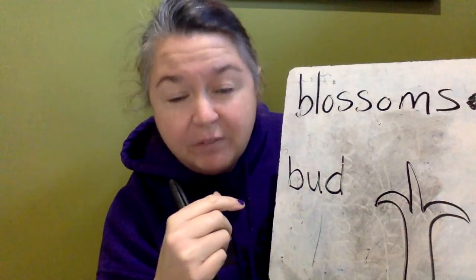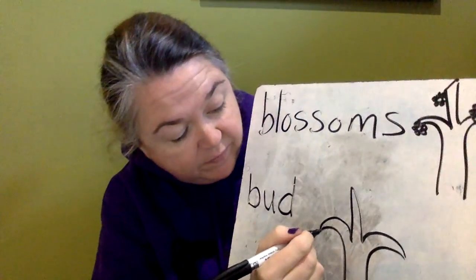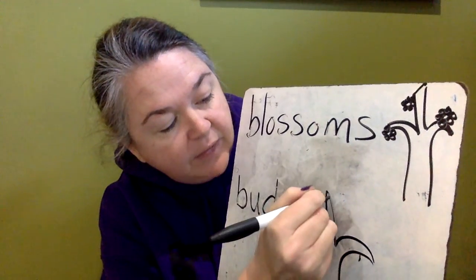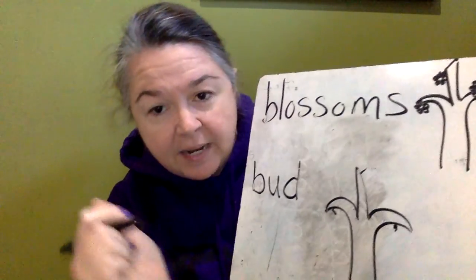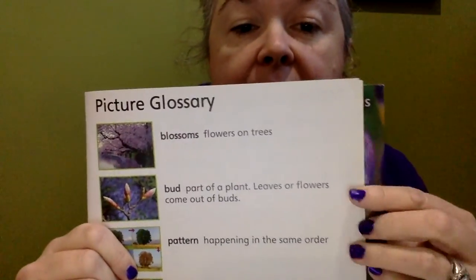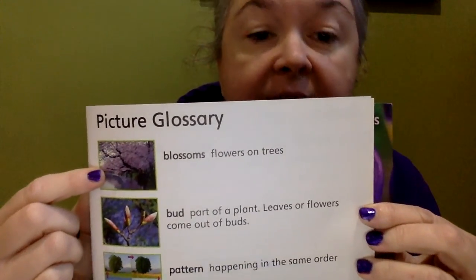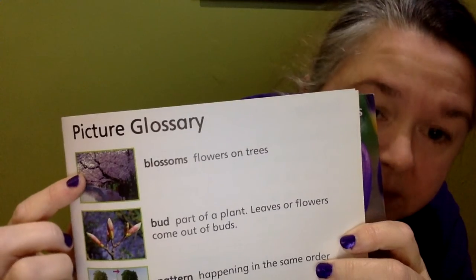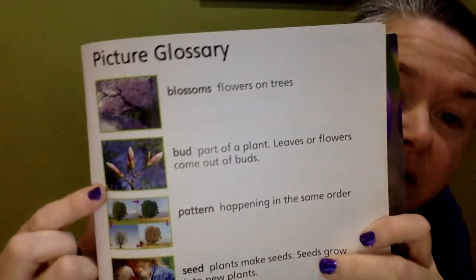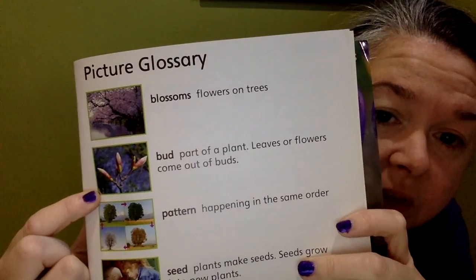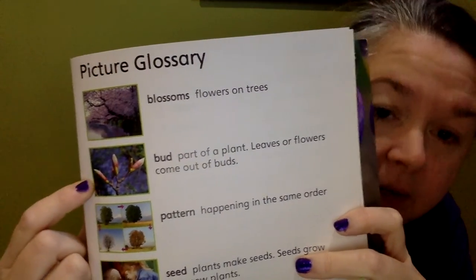It's like the beginning of a flower or a beginning of the leaf. So it's just like little bitty beginning parts of a flower or little bitty beginning parts of a leaf. Let's look in the back at this picture glossary to get some real photographs. So here is a blossom, and as you can see, instead of leaves, this tree has flowers all over it. Those are blossoms. And down here are the buds, which is just the beginning part of a leaf or beginning part of the flower. They come out of a bud.